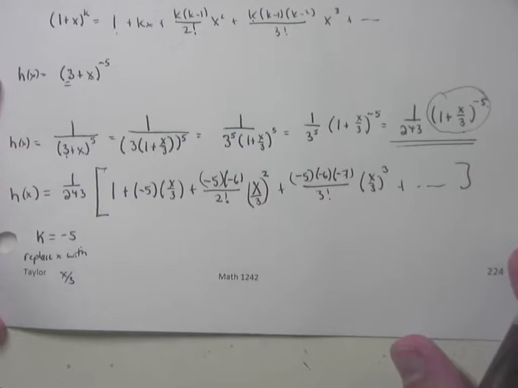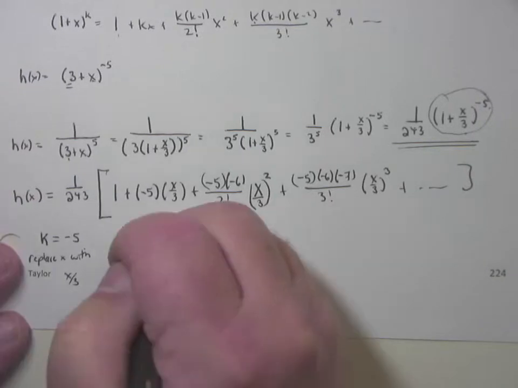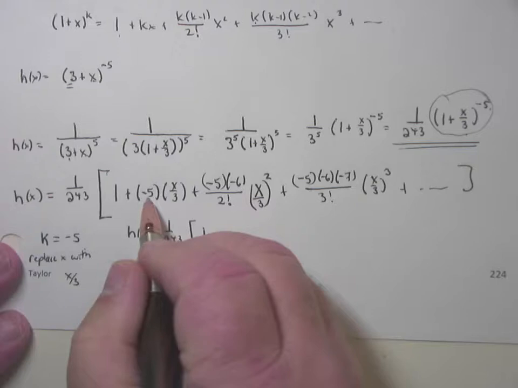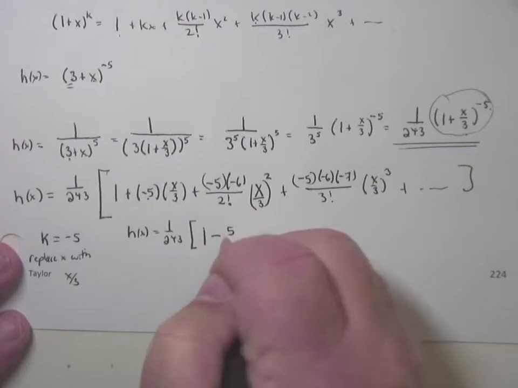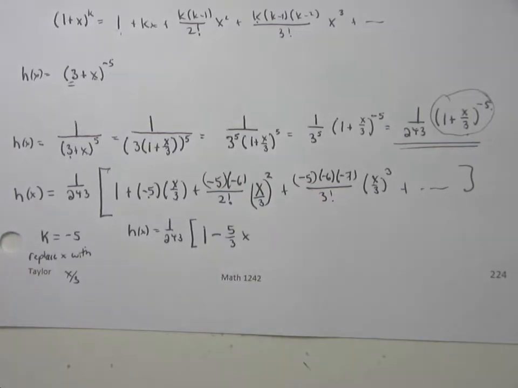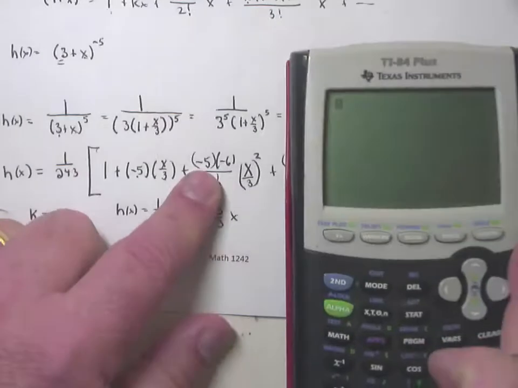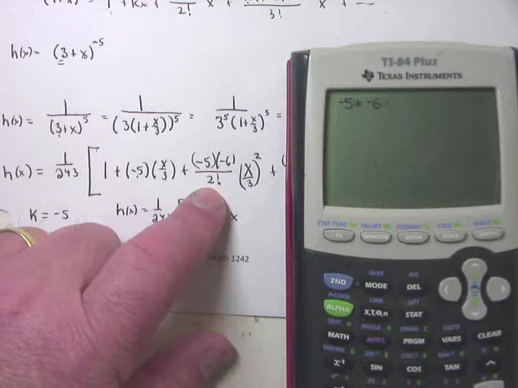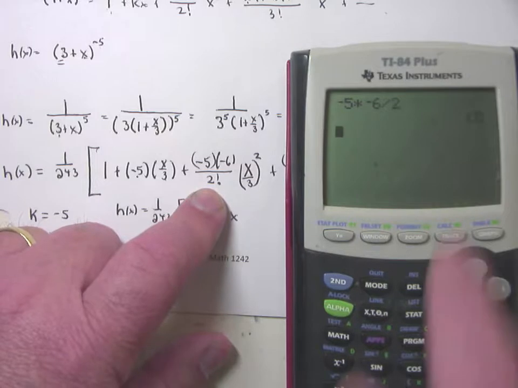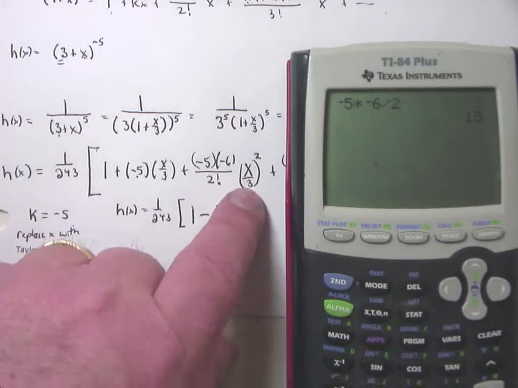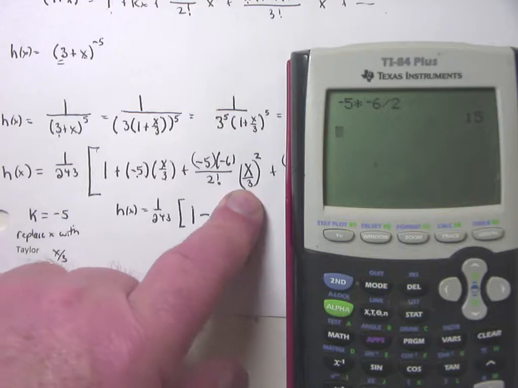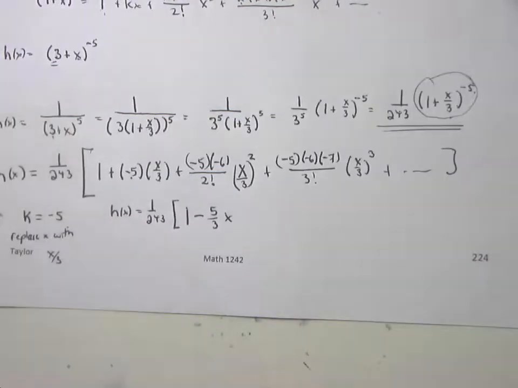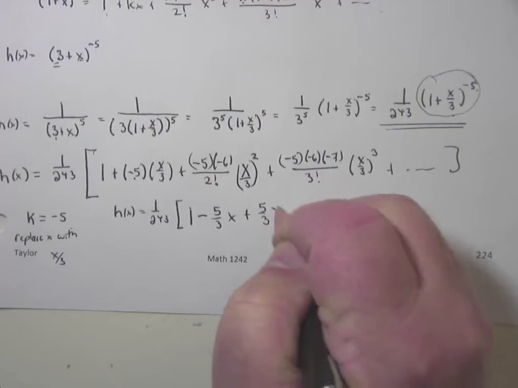Now I've got to clean up the algebra. So h of x is going to be equal to 1 over 243 times 1. What's negative 5 times x over 3? That gives you minus 5 over 3 x. On this one, I've got negative 5 times negative 6 divided by 2 factorial. 2 factorial is 2 times 1, which is 2. That gives me 15. But then I've got x squared over 3 squared. 3 squared is 9, so I divide by 9 and make a fraction out of it, and I get plus 5 thirds.